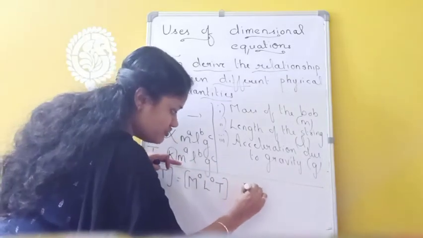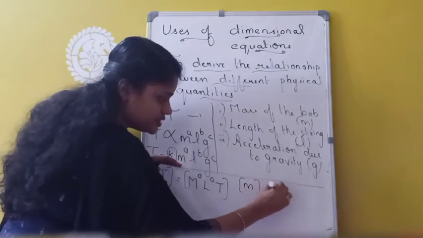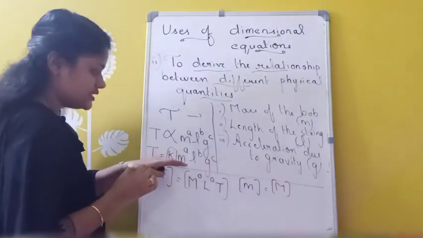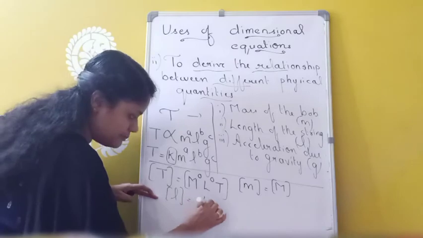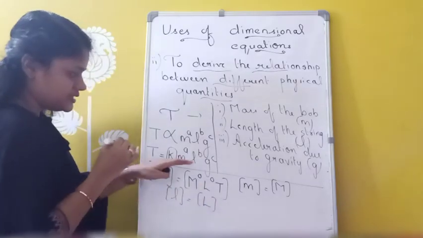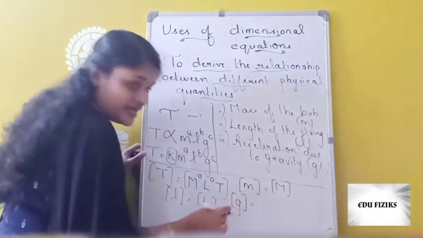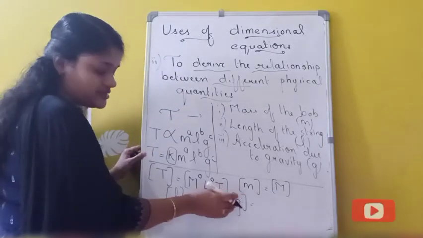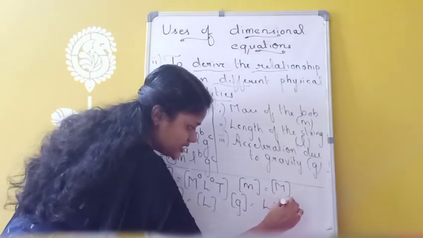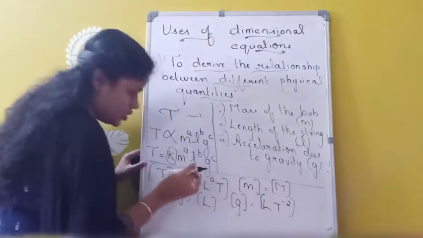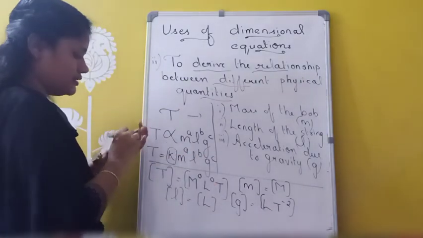What is the dimension of mass? Dimension of mass is capital M. The next one, length. What is the dimension for length? Capital L. The next we have g. What is the dimension of g? g means acceleration due to gravity, so we should write the dimension of acceleration. What is the dimension of acceleration? LT raised to minus 2. So now we got the dimension of each and every term here, so we can substitute in this formula.